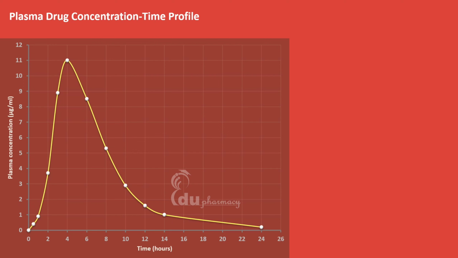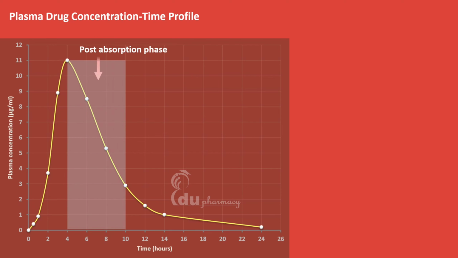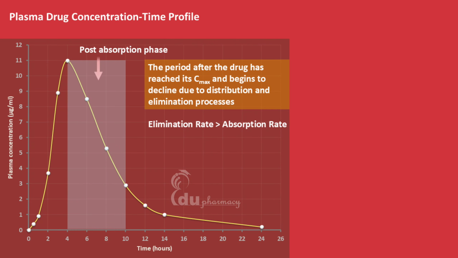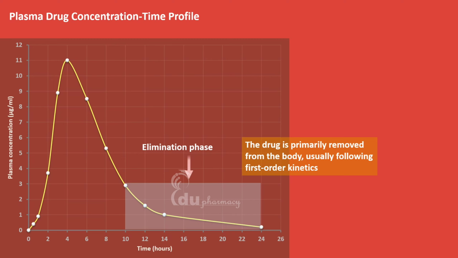Post-absorption phase. Once the drug reaches its peak concentration, the post-absorption phase begins. Here, the rate of drug elimination exceeds the rate of absorption. The drug is now being distributed and metabolized. Elimination phase. In the elimination phase, the drug is removed from the body primarily through renal or hepatic pathways. Most drugs follow first-order kinetics, meaning that a constant fraction of the drug is eliminated per unit time.